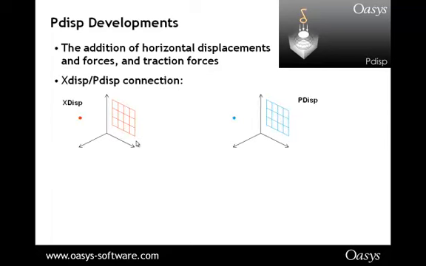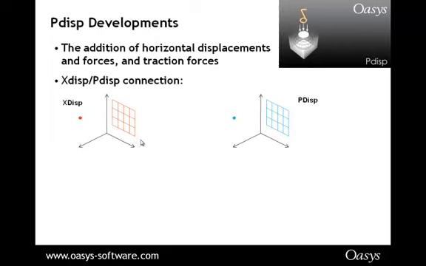There's also something that our developers are currently working on, and that is to connect Pdisp and XDisp. For example, where you have a problem where you're constructing a tunnel, you're putting numerous excavations above the tunnel, but at the same time you're maybe demolishing a building close by or applying a load, you want to do an XDisp analysis for the tunnel and the excavation and a Pdisp analysis for the load. But can you marry these up?